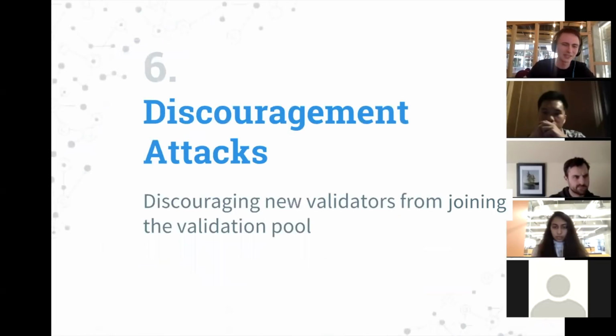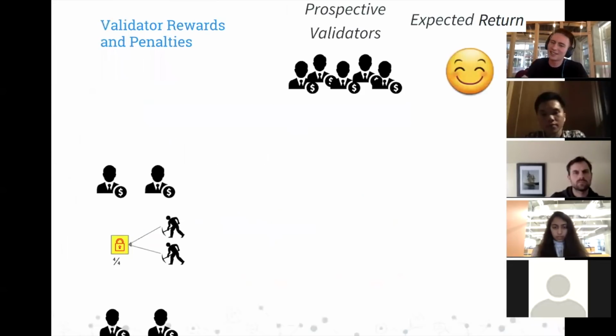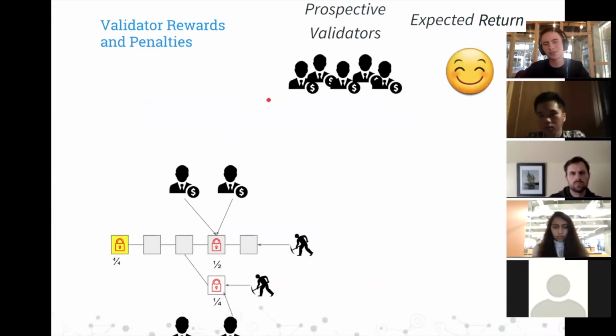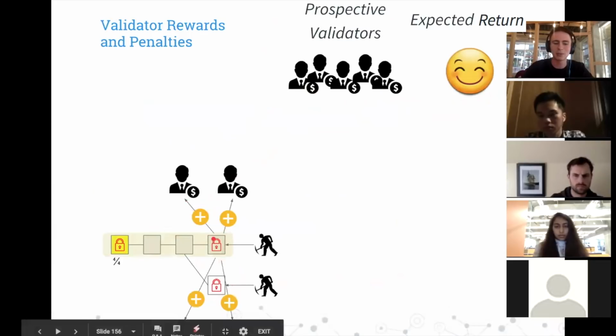Cool. So really the last little piece is just second order effects of doing these asymmetric penalties, where you essentially are able to, here everyone's happy. So we've got this, this is like the participation incentive for Casper, right? So we have these prospective validators and their expected return. Right now, it looks pretty good, right? The validators are making a bunch of money and everyone's happy.